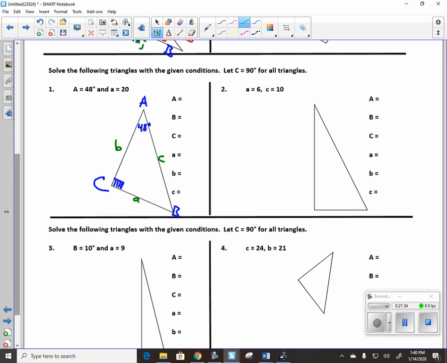Okay, so what do we know? What can I write down? Good, 90 for C. 48 for A. 20 for lowercase a. Great. All right. You help me. Where do I start? 180 minus 90 minus 48 to give me 42. Great. We're on a roll.